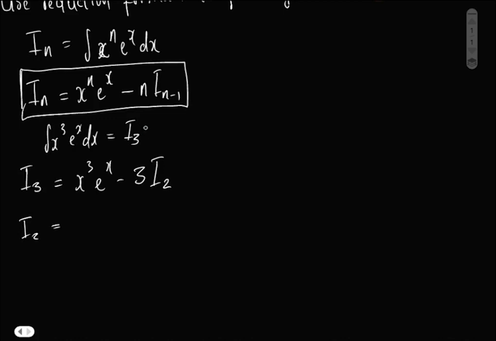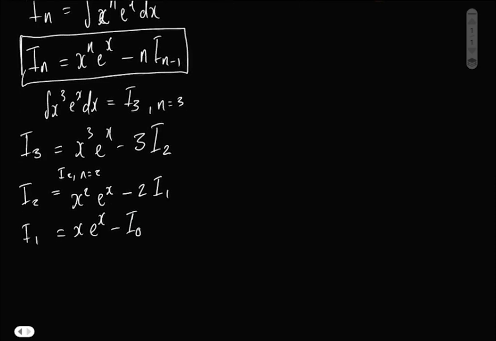Then you can find I2. I2 would be, so here would be I3, and you'll be saying that n will be equal to 3. For I2, you know that n is equal to 2. So wherever there's n, you're putting 2. So it'll be x to the 2, e to the x, minus 2, times I to the n minus 1, that's I1. Then I1 itself would be x to the n, which is x to the 1, that's just x, e to the x minus, here there's no 2 anymore, but it's now just 1, so it'll be I0.